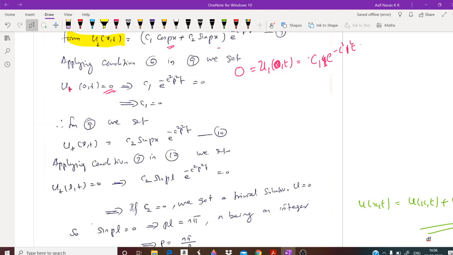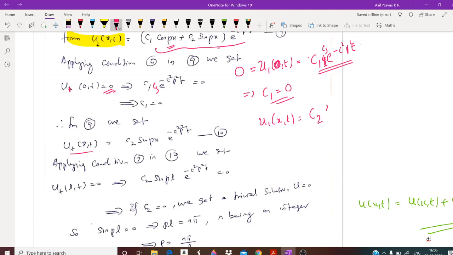So this is true only if c1 is equal to 0. Otherwise, this complete solution becomes 0. Now, we get u_1 of x,t with c1 equal to 0, leaving c2 and c3.